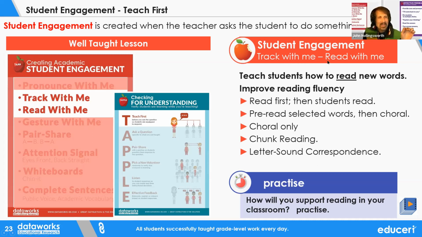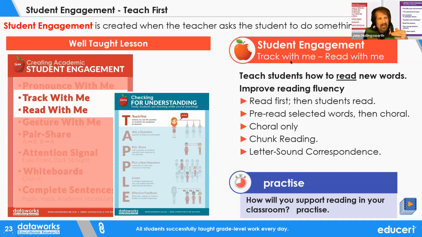Track with me, read with me. Okay, that's the full one. Now, as the students become better and you look at the sentences, maybe there's only one or two hard words, and you can use our second strategy, which is just pre-read one or two words, the difficult words.